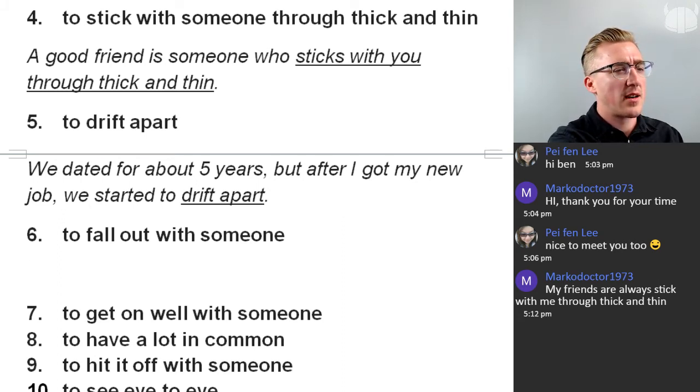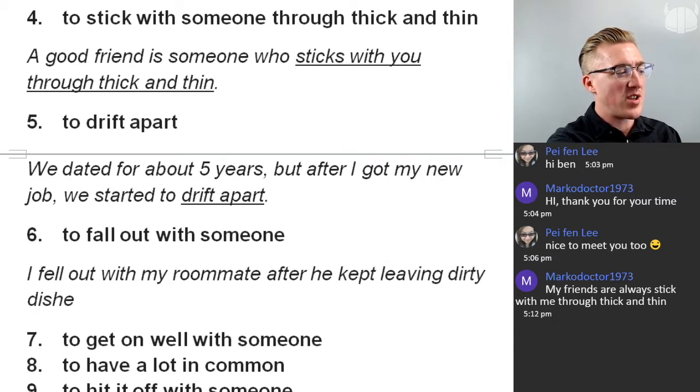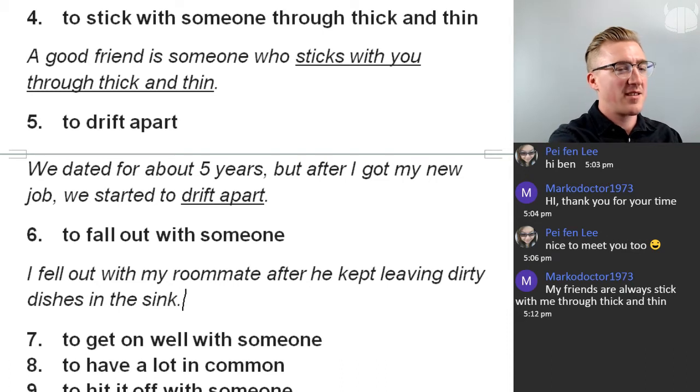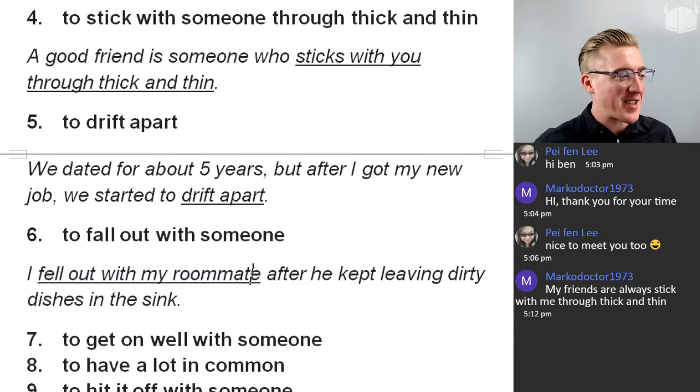Let's see. What would be a good example? I fell out with my roommate after he kept leaving dirty dishes in the sink. This is my apology for my last roommate. I'm sorry. This is a bad habit for me. I love to cook. I don't like to wash dishes, especially after I eat. So here's a good example though. I fell out with my roommate.